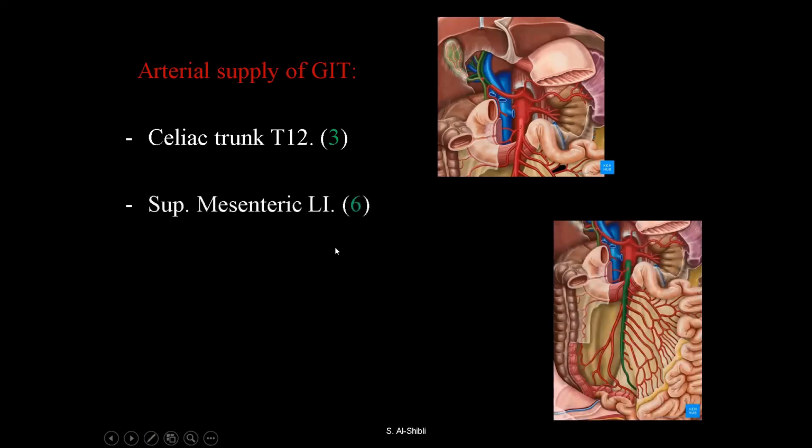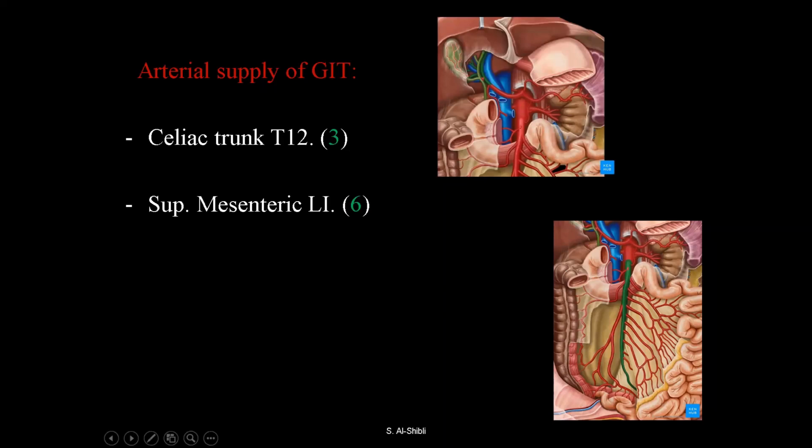The midgut takes from the superior mesenteric artery that originates at the level of L1. It has almost 6 branches that give blood supply to the structures of the midgut. I mean the lower half of the duodenum, ileum, cecum, appendix, ascending colon, and 2/3 of the transverse colon. These 6 branches are inferior pancreaticoduodenal, jejunal, ileal, mid-colic, right colic, and what's the other one?